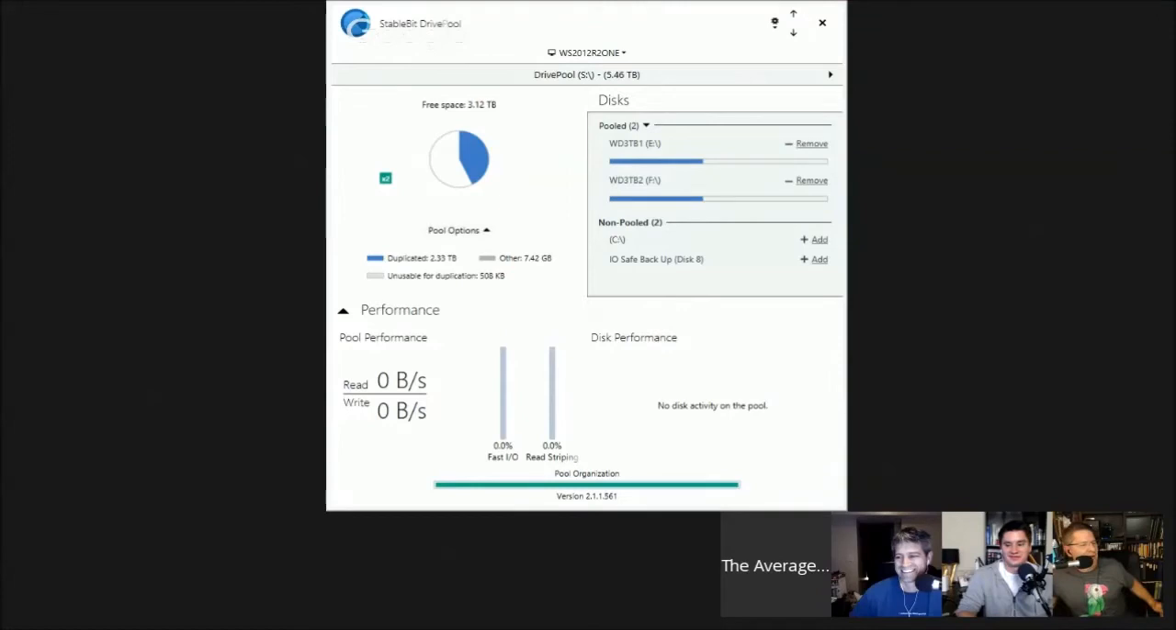Yeah, so it's a good way to do it. We talk a lot about that on Home Server Show. I know, we've got a show just for that. I've got StableBit running on a Windows Server 2012 instance, and I just set that up with two 4 terabyte drives striped together for redundancy. So that's what you're looking at right there, and that gives me 5.46 total.